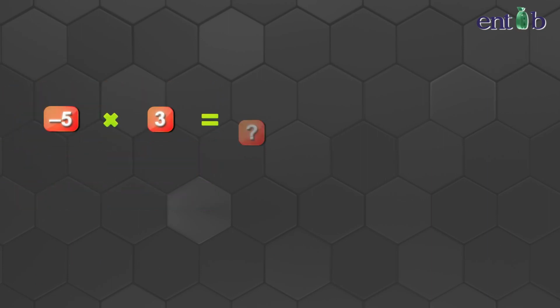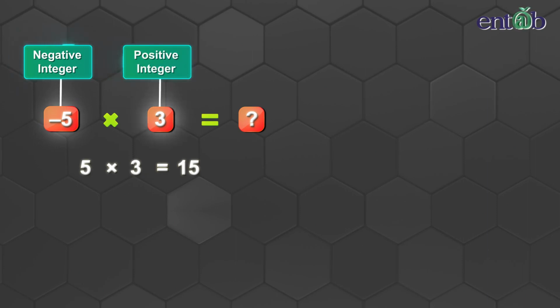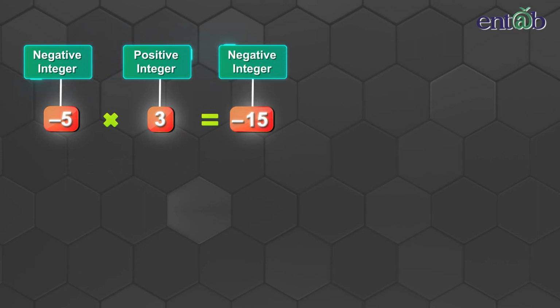What will be the product of negative 5 and 3? We know that 5 multiplied by 3 is 15. And since we have 5 as a negative integer and 3 as a positive integer, the product will be a negative integer. So, the answer would be negative 15. Let us look at another example.